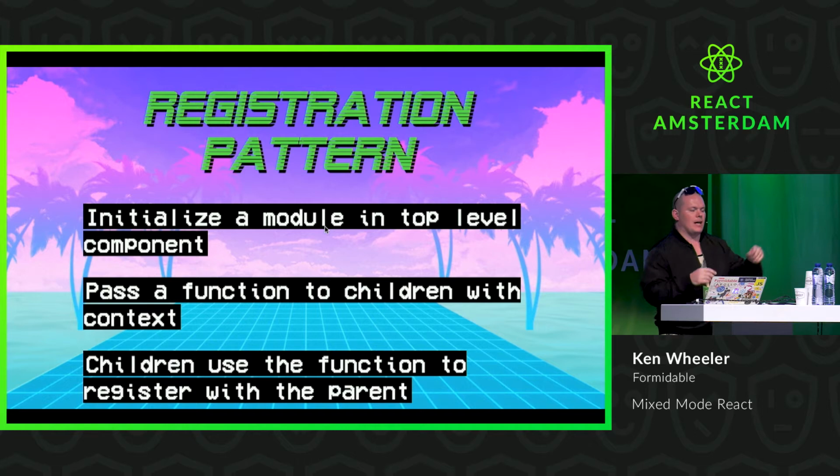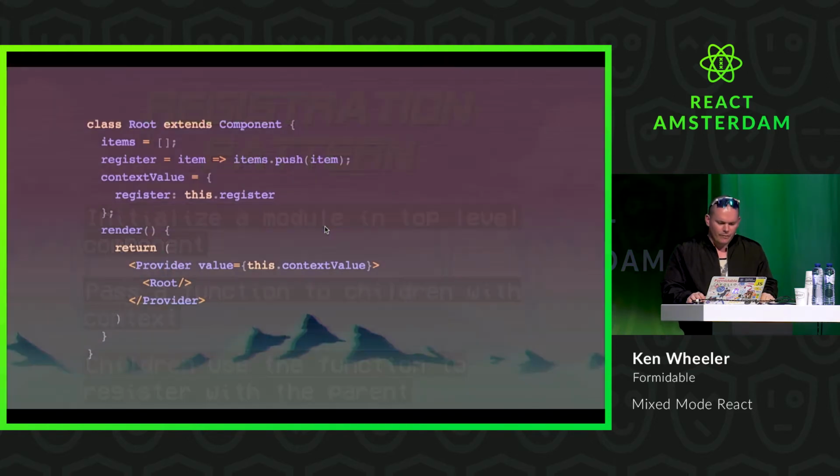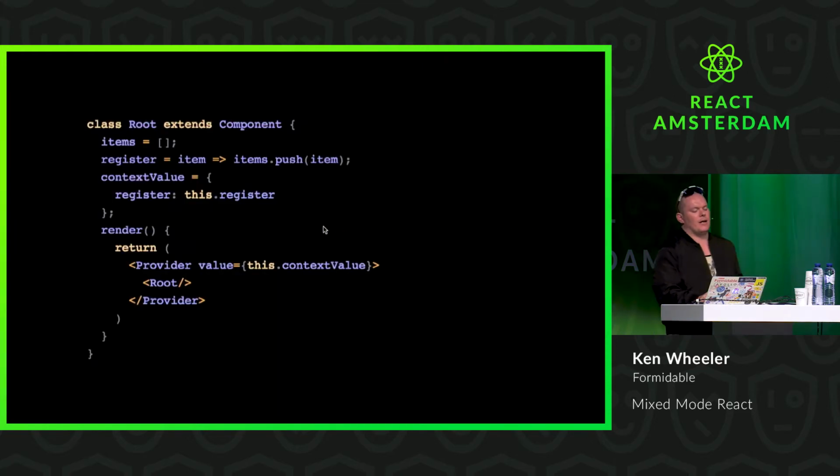So if you have a module in a top level and then you have a child like 3 levels down, when that mounts, it already has a function from the parent passed by reference to it, and then it can call it, and it's like, yeah, I'm here. And then the parent can build with it, knowing that it's present. So this is an example of what that actually looks like.